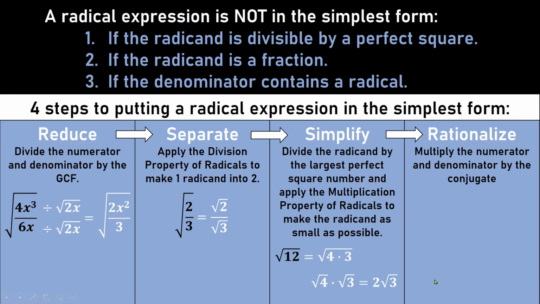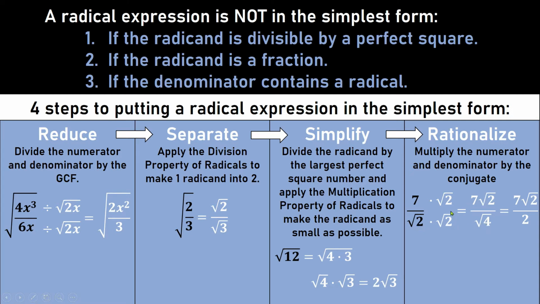Rationalizing means you multiply the numerator and the denominator by the conjugate. The conjugate is the number that will make the square root go away, or the number that will get the radical out of the problem. So in this example, we have 7 over the square root of 2. If we multiply the top and the bottom by the square root of 2, we'll get 7 root 2 in the numerator and the denominator, root 2 times root 2, will be root 4.